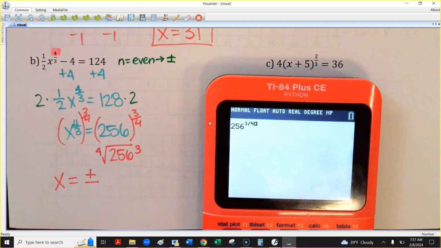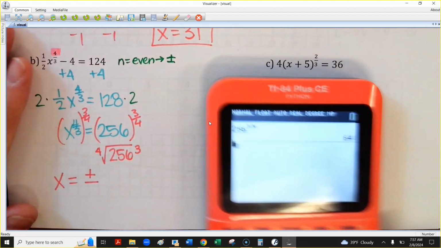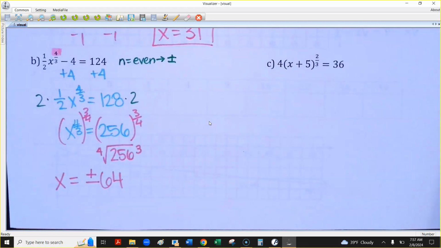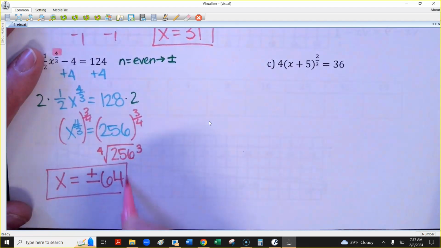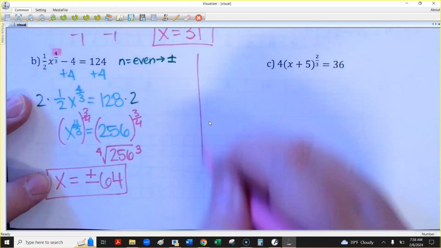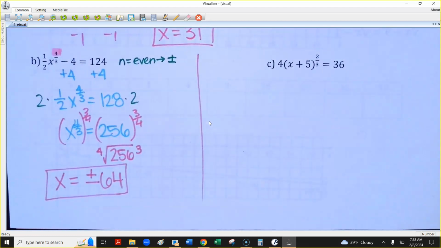If you're going to do it by hand, I would do the root first and then the exponent, but this should just be 64. But because I took a 4th root, positive 64 works and negative 64 also works in the original problem. So 2 answers here. The question we just did only had 1 answer. It just depends on the problem. It only happens if the numerator of your fraction is even. If it's odd, then you don't have 2 answers.